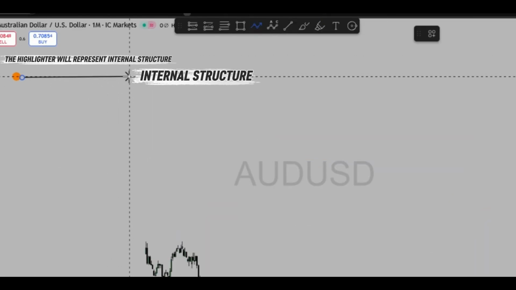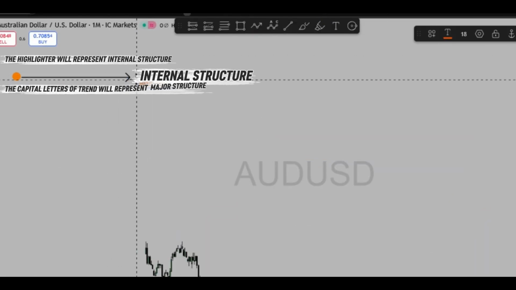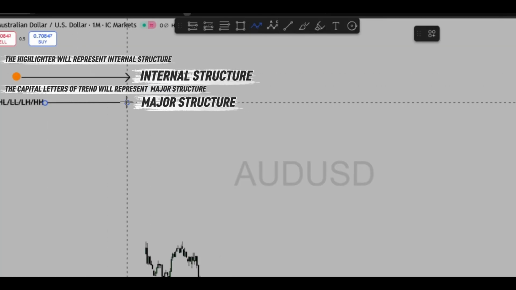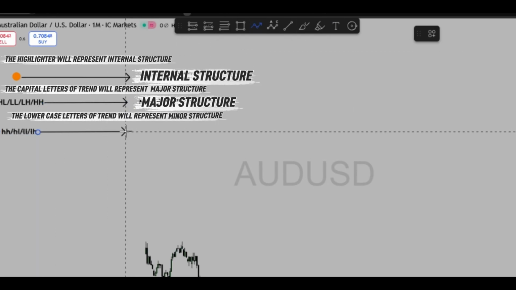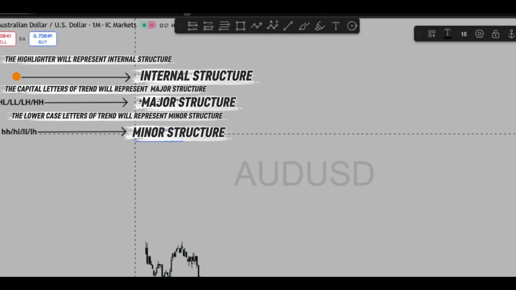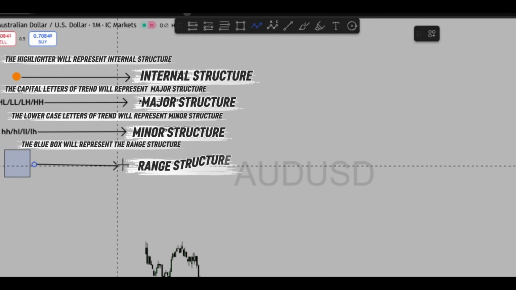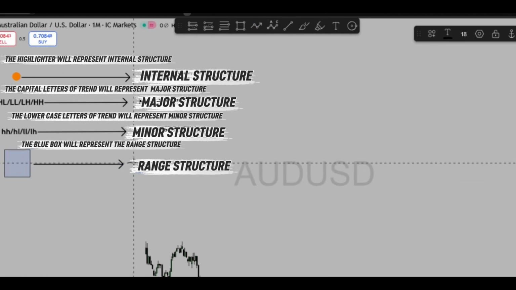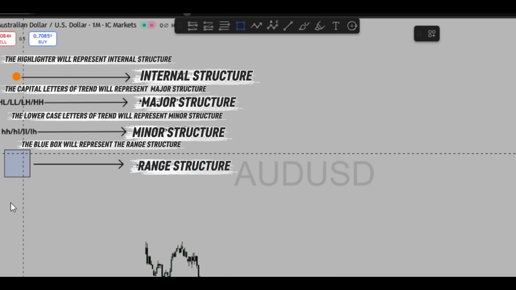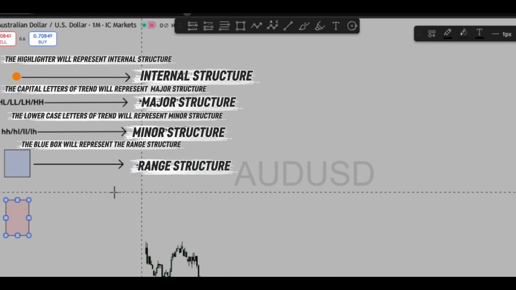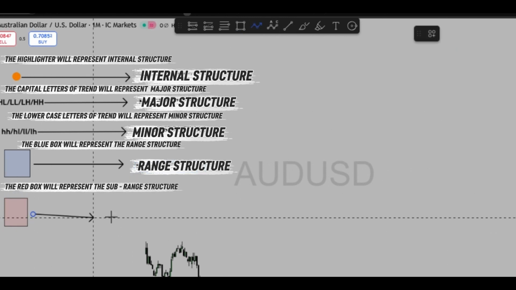The highlighter will represent internal structure. The capital letters of trend will represent major structure. The lowercase letters of trend will represent minor structure. The blue box will represent the range structure. The red box will represent the subrange structure.